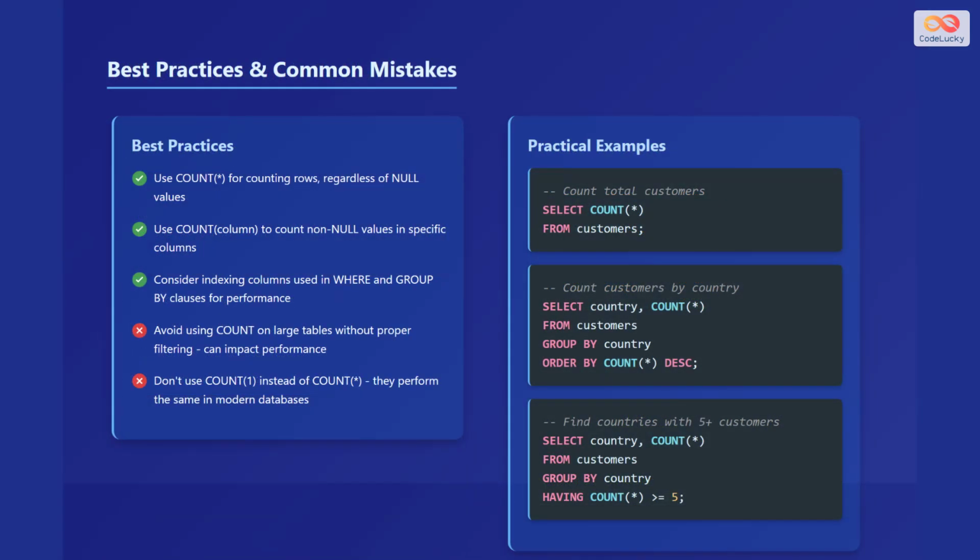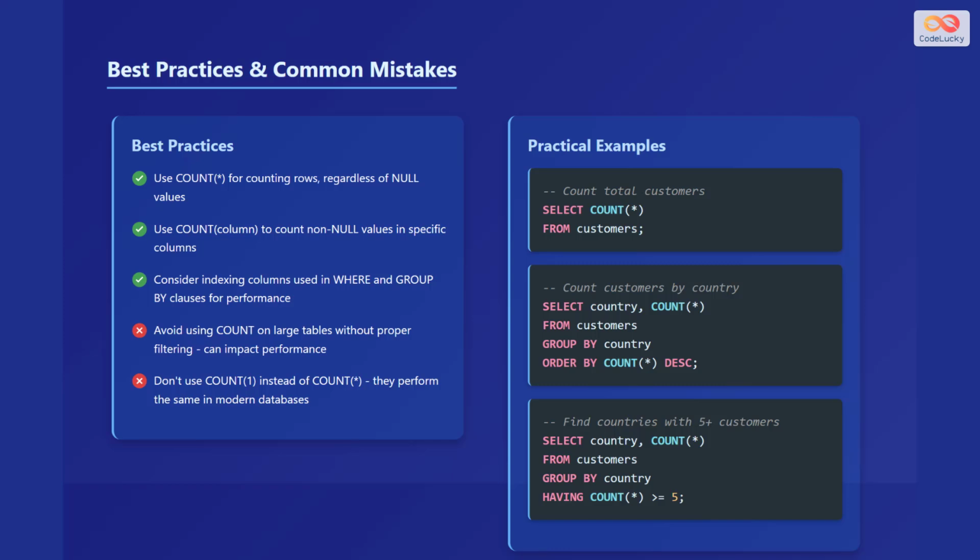Let's discuss some best practices for using the COUNT function. It's generally recommended to use COUNT(*) for counting all rows, regardless of null values. If you need to count non-null values in specific columns, use COUNT(column_name). Also, for performance reasons, consider indexing columns that are frequently used in WHERE and GROUP BY clauses. Avoid using COUNT on large tables without proper filtering, as it can impact performance. And finally, there is no need to use COUNT(1) instead of COUNT(*), as they perform the same in modern databases.